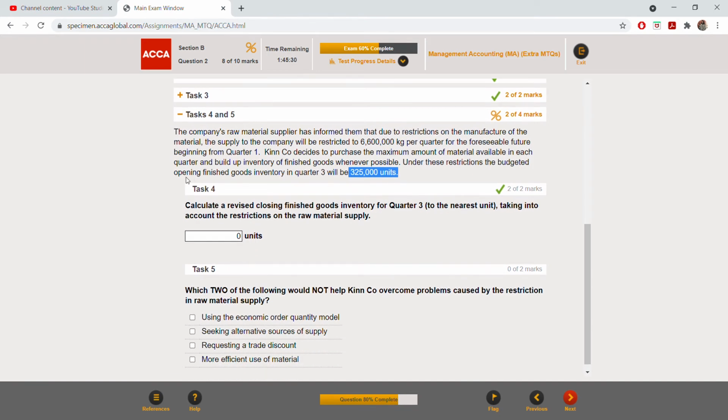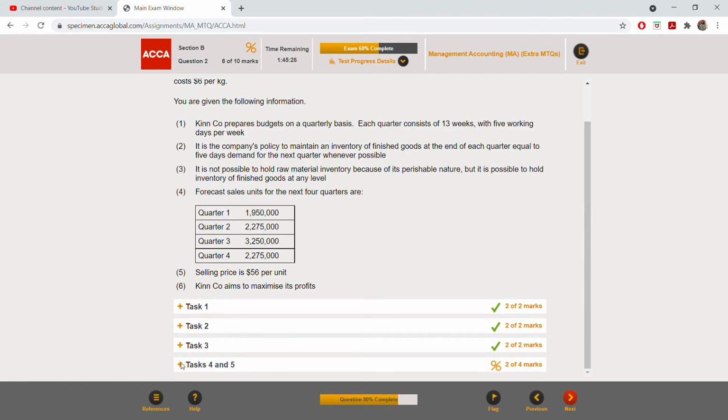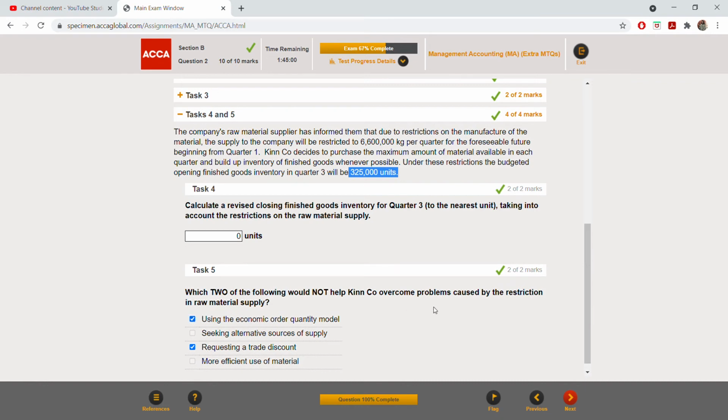Now task 4 and 5 are together, so I have to keep task 5 open. Which two of the following would not help Kane overcome the problem caused by the restricted raw material supply? Which will not help? Okay. Make sure that you answer which will not help, not the one which will help. Using the economic order quantity model, seeking alternate source of supply, requesting a rate discount, more efficient use of material. So first is requesting a rate discount. The other one is using the economic order quantity. This will not overcome the restriction in raw material supply.